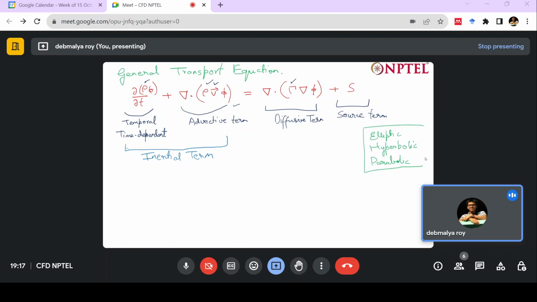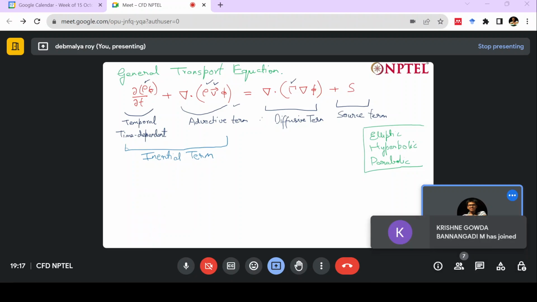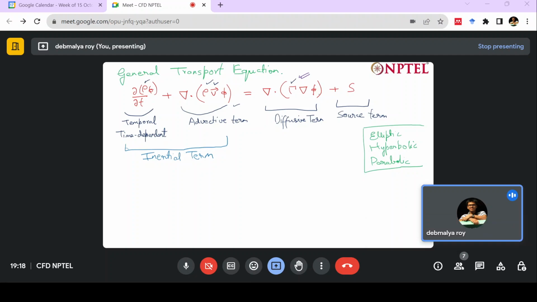And what is our basis of classification? Our basis of classification was how the information is being transported. So that's what we were really interested in. If you take an equation, let's say a second order differential equation, we had taken a second order differential equation because the diffusion term is second order.